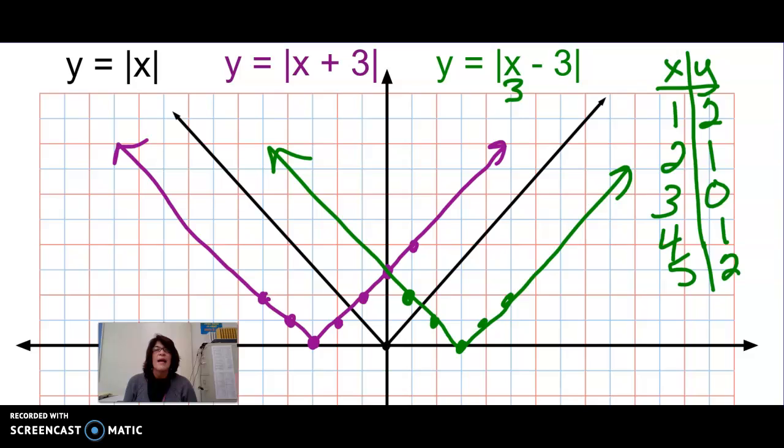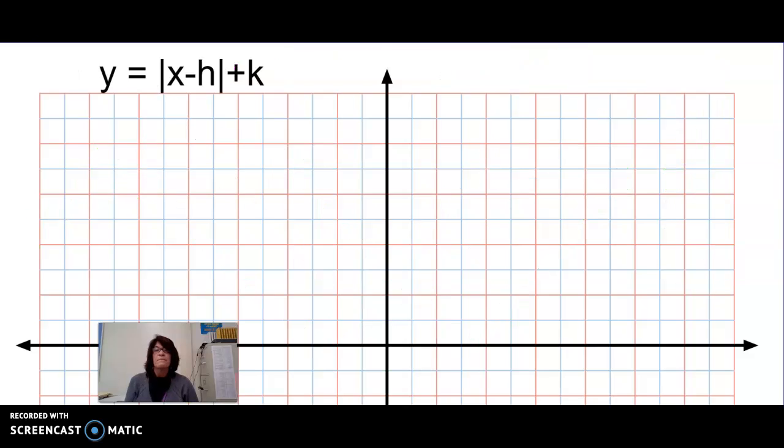So that's what's going to happen if I have absolute value of x minus some number, let's say h. Then that's going to shift it to the right by h units. If I have absolute value of x plus h, then that's going to shift me to the left.